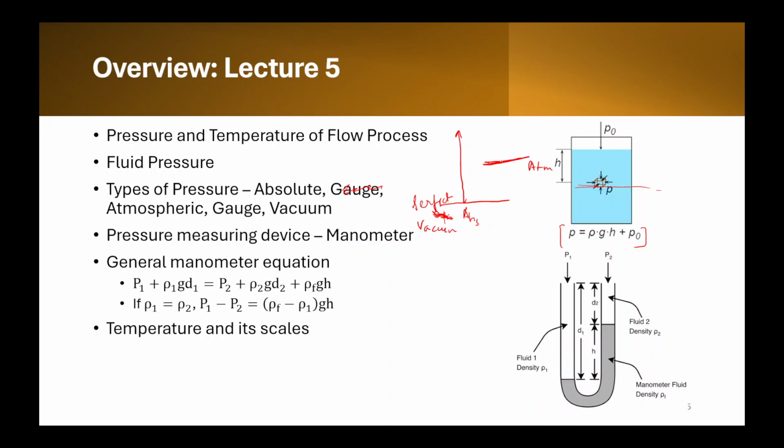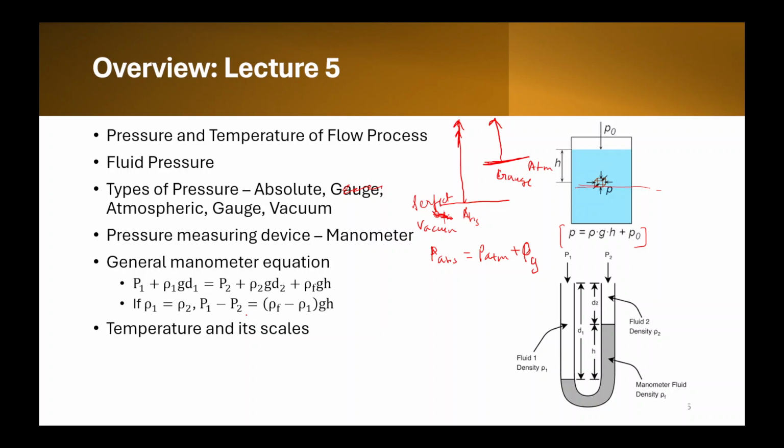And if the reference is atmospheric pressure, then this will be gauge pressure. So the relation comes out to be P absolute is equal to P atmosphere plus P gauge.